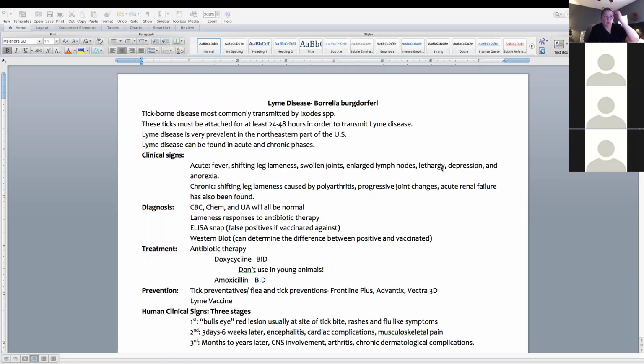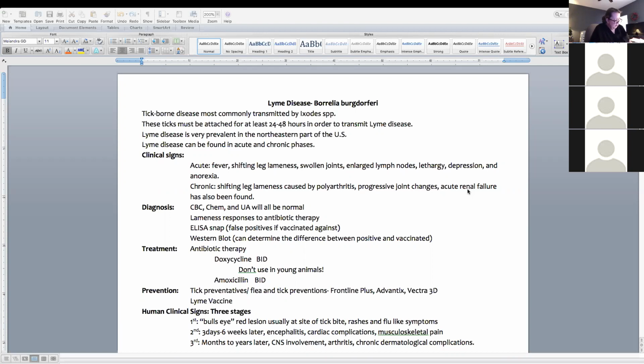But actually, there's also fever, enlarged lymph nodes, lethargy, and depression, where lethargy and depression kind of go together. They don't want to play, they just want to sleep, and maybe they're actually not eating. And if it is allowed to progress into the chronic stage, it can actually progress into renal failure. That's not seen in the early stages; that would be late stages. So that was number 5, the clinical signs.